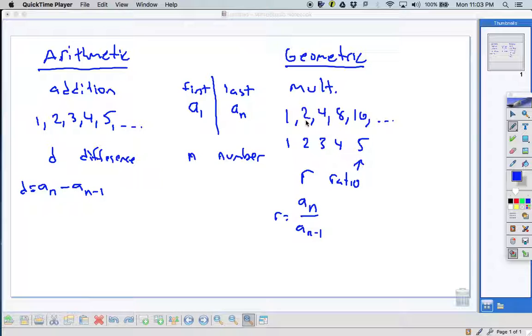4 divided by 2 is 2. 8 divided by 4 is 2. 16 divided by 8 is 2. So in all cases, we get 2. And as an important note, for geometric, the entire pattern is only multiplied by 2. There are no other rules involved here.